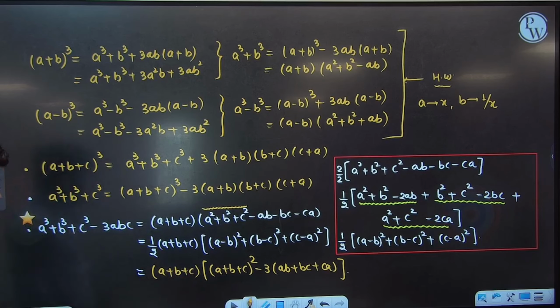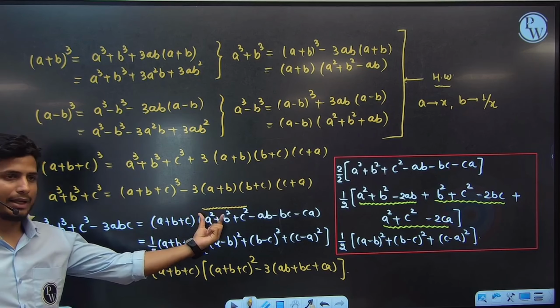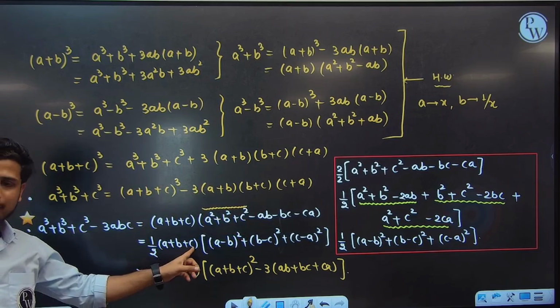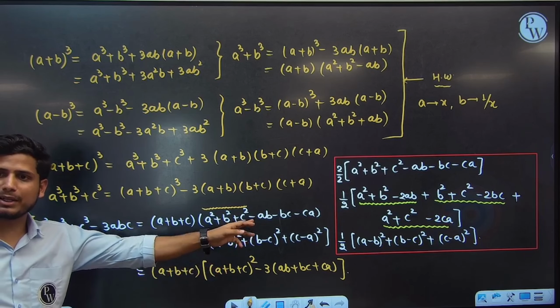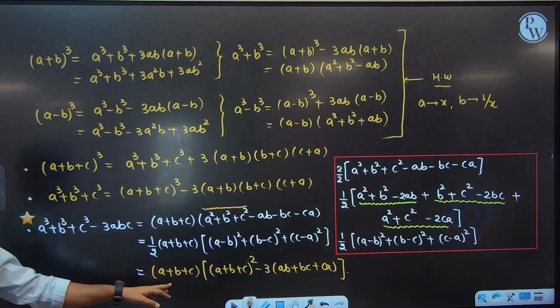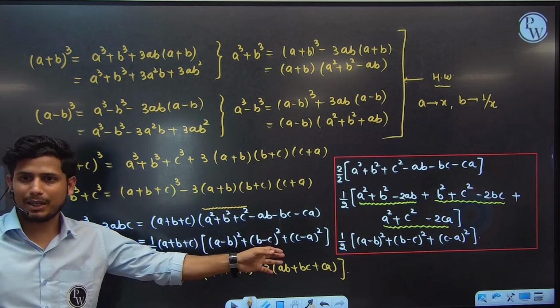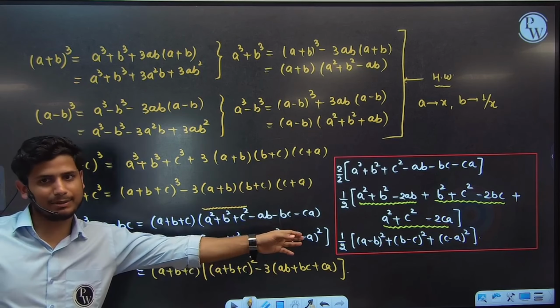So a cube plus b cube plus c cube minus 3abc is equal to (a plus b plus c) times (a square plus b square plus c square minus ab minus bc minus ca), and half of (a plus b plus c), and another bracket (a minus b) whole square plus (b minus c) whole square plus (c minus a) whole square, and another result: (a plus b plus c), and in another bracket (a plus b plus c) whole square minus thrice of (ab plus bc plus ca).